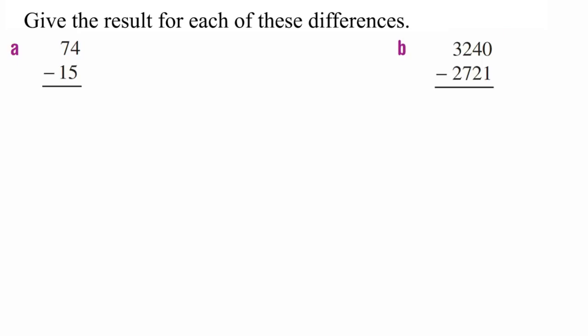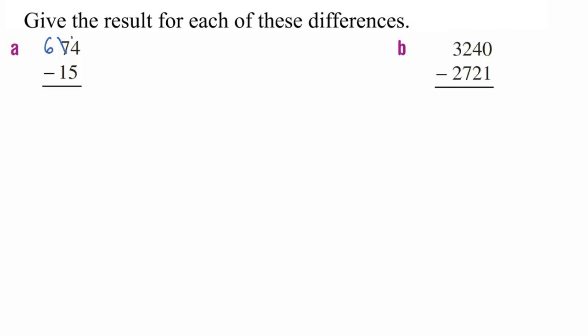In these two examples, we're going to do some subtraction. Let's start with the first one. We want to subtract 15 from the number 74. So we're going to start with the ones. 74 has 4 ones and 15 has 5 ones. So we want to do 4 minus 5. But we can't do that because it would give us a negative number. So what we're going to do is borrow from the 7.